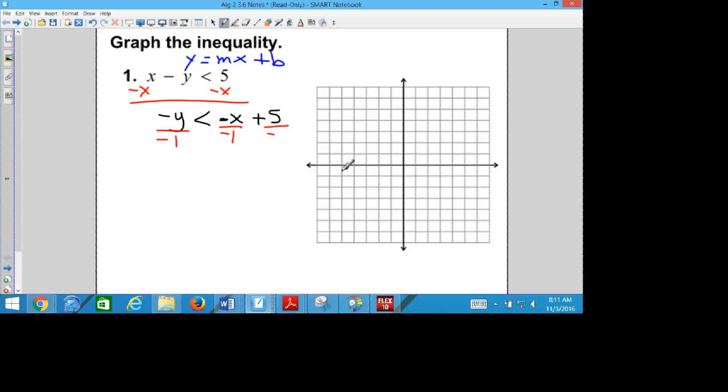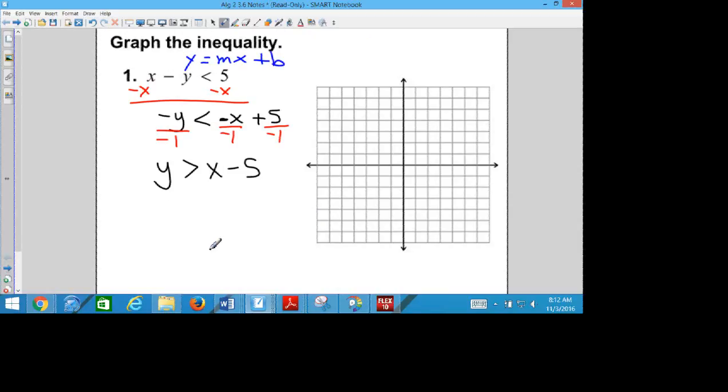Someone remembers. Good job. What happens when you divide or multiply with an inequality? What also do you have to do? Switch the inequality sign. Y greater than x minus 5. So that's the inequality that we're going to graph.